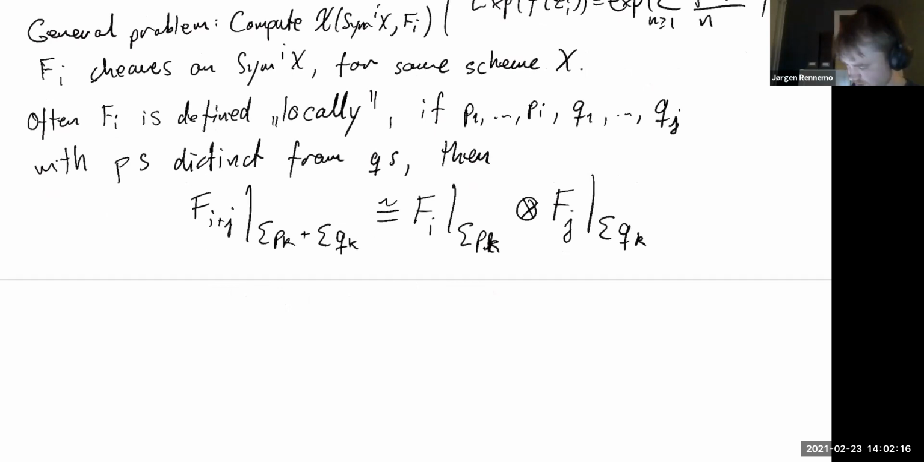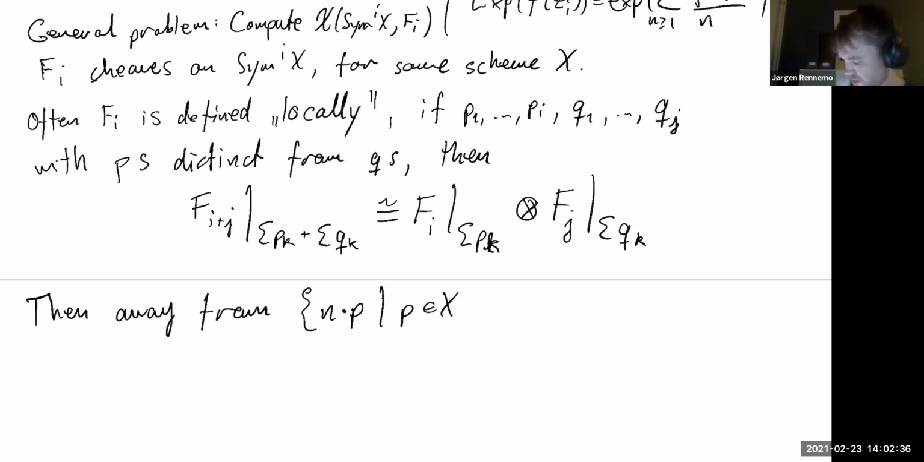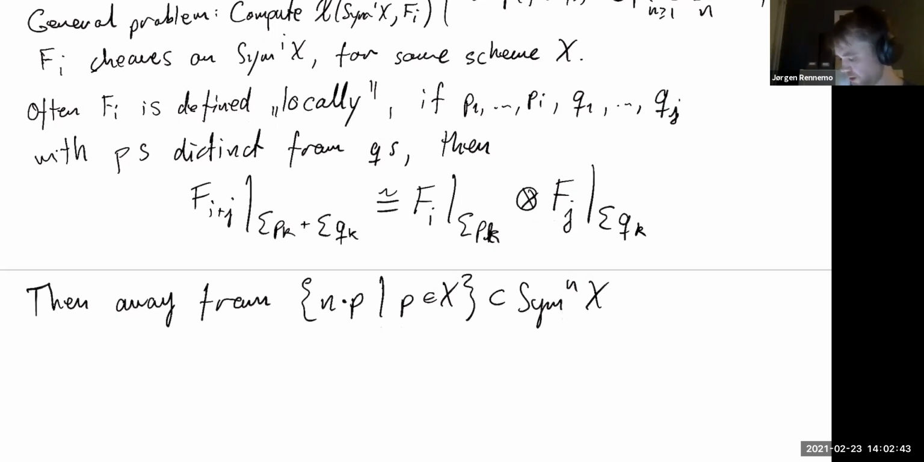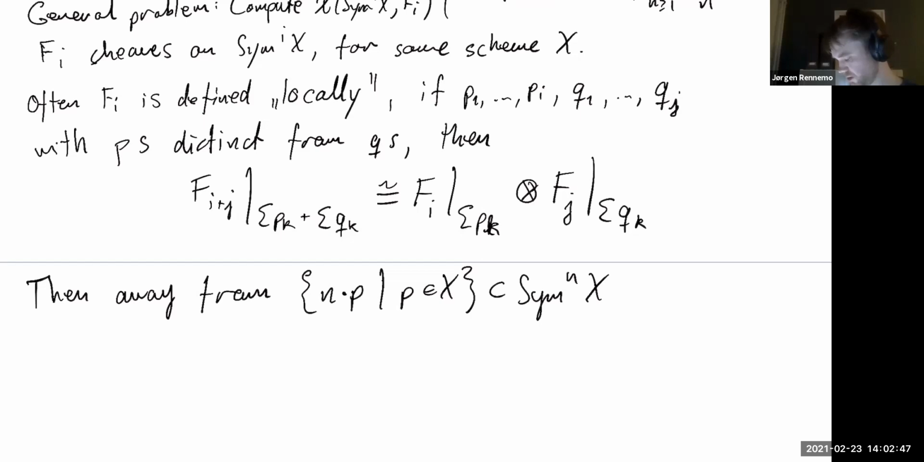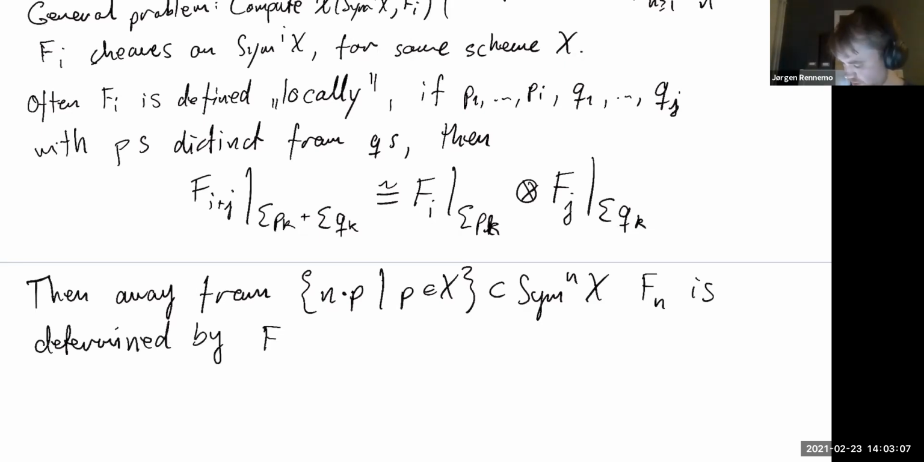What that means informally is that away from the locus, there's this small diagonal inside of Sym^n X. If you're not at a point in the symmetric product where the point is just n copies of the same point, then you can split it up into two groups, and essentially then Fn is determined by Fi for i less than n.